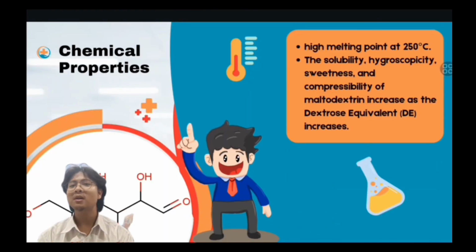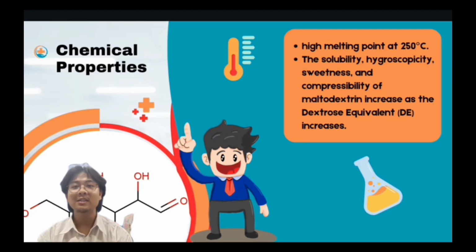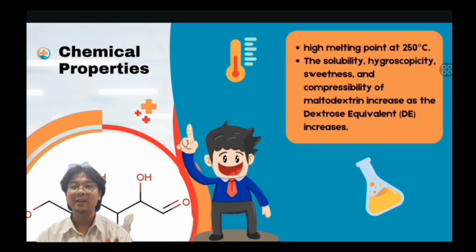When it comes to chemical properties, there isn't much to explain in detail. Therefore, I will explain in 2 points here. Firstly, maltodextrin has a melting point as high as 250 degrees Celsius due to its long chain of polysaccharide. Secondly, maltodextrin's solubility, hygroscopicity, and sweetness are dependent on the dextrose equivalent value, DE. If the DE value increases, then the others increase as well. It describes a directly proportional relationship.